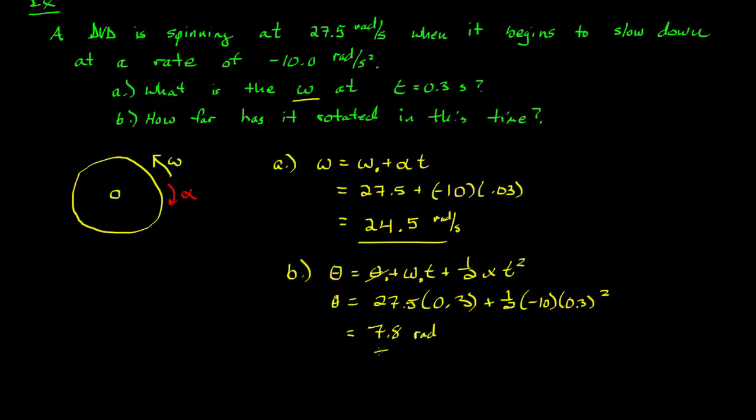And that's it. We might have to convert that into revolutions. So you could do 2 pi radians is 1 revolution. Or you could get it into degrees, times 1 revolution over 360 degrees, or whatever. But that's it.